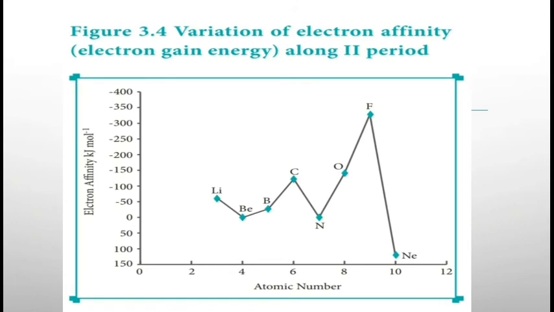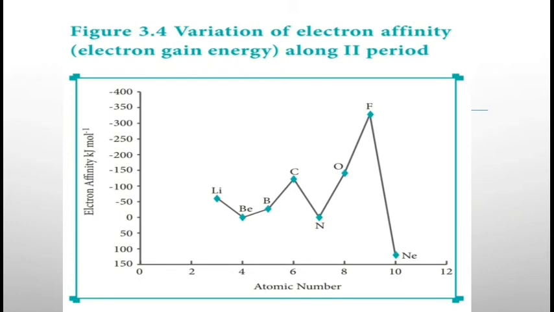Here also the same pattern in a period. So from left to right, the size of the atom decreases. As the size becomes smaller, the attractive force between the nucleus and the added electron becomes larger. So you can expect from left to right the electron affinity value increases, but there is a deviation in it.